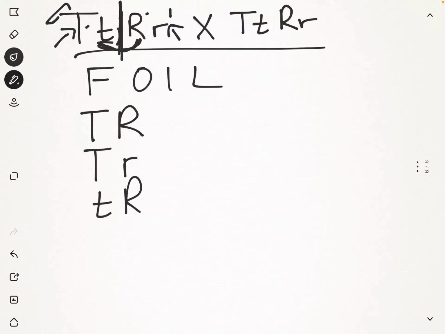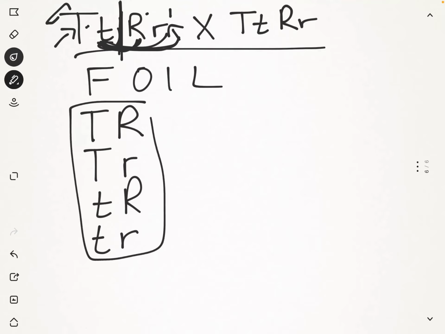And typically we do dominant first, but we're keeping the traits in order, so it's always going to be T and then R, no matter the size of the letter. And then last is going to be these two, little t, little r. Because these are the same as these, you're going to have the same for the other parent. Okay? So I'm going to transfer those to my Punnett square here.